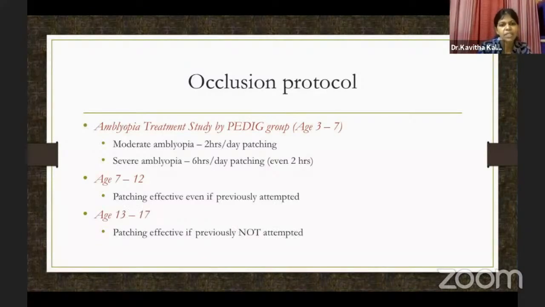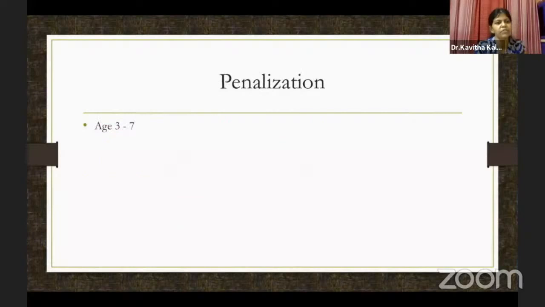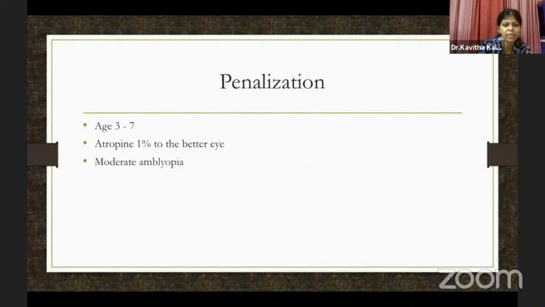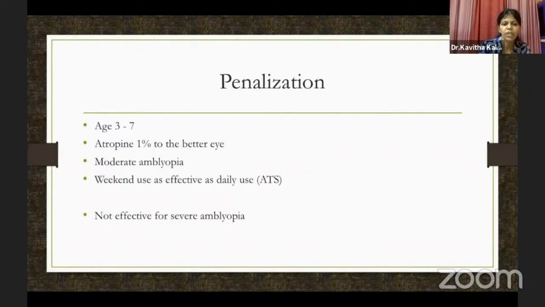And penalization is another mode of treatment. It is useful in children from 3 to 7 years of age. Atropine is used at 1% to the better eye. It is effective in moderate amblyopia only. And it is proved that even weekend atropine is as effective as daily use atropine. It is not effective in very severe amblyopia, and you have to watch for side effects of atropine when you give penalization as a treatment.